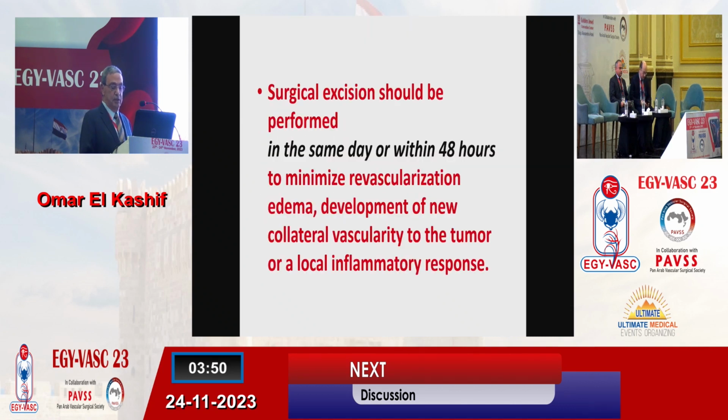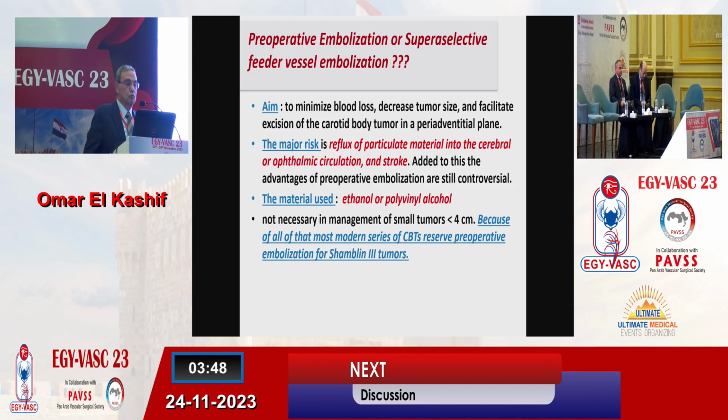Surgical excision should be done after preoperative embolization or supraselective feeder vessel embolization if indicated. The aim is to minimize blood loss, decrease tumor size, and facilitate excision of the carotid body, and the major risk is the flux of particulate material into the cerebral circulation or ophthalmic circulation and stroke.